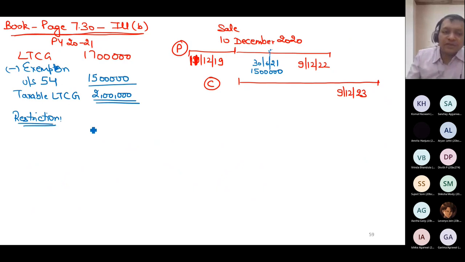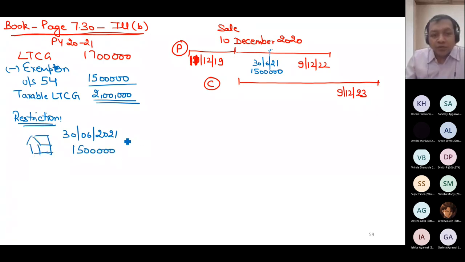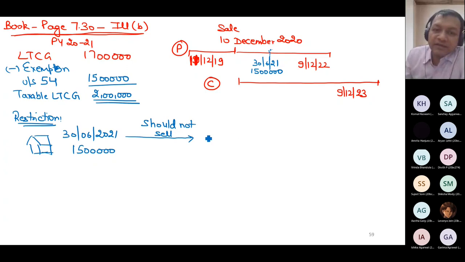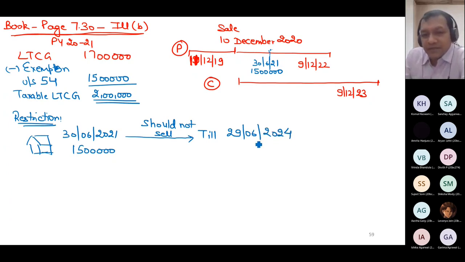The restriction is on this house on which you got the exemption. When you purchased it, 30th June 21, this house you purchased on 30th June 21, you should not transfer it. Can you tell me till which date I should not transfer? To show the genuineness to the tax department, I should not transfer. Can you tell me till which date? 29th June 2024. Is it clear? I should not sell this house till 29th June 2024. After this I can sell, there is no problem.